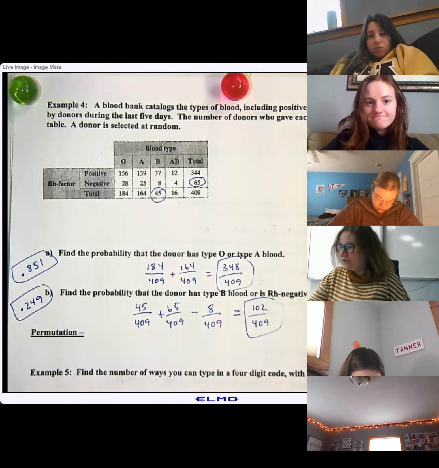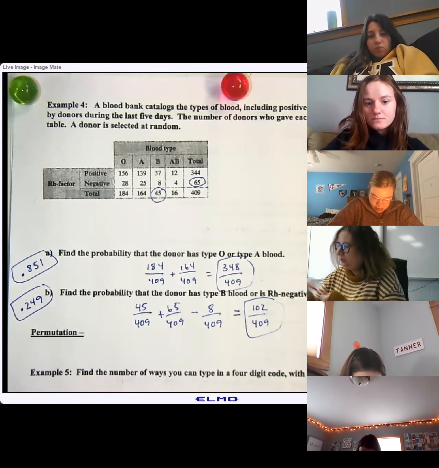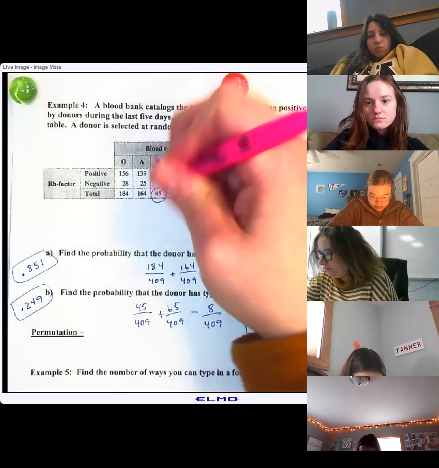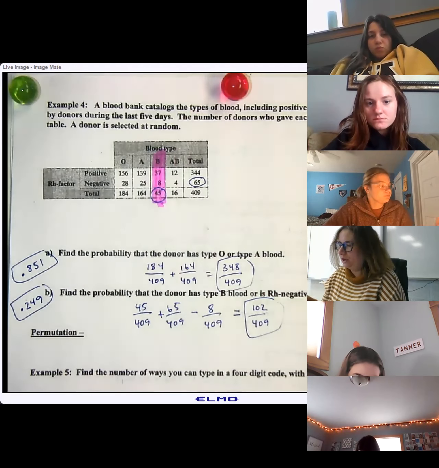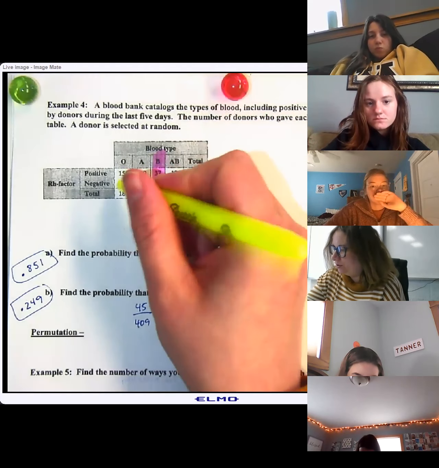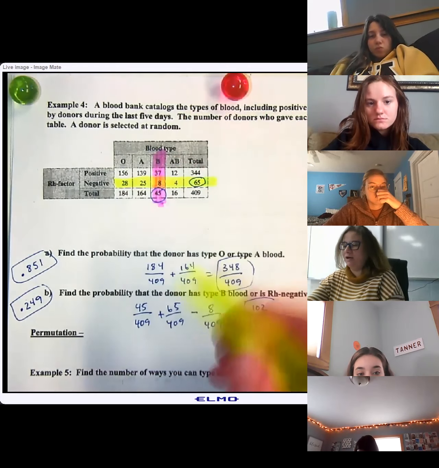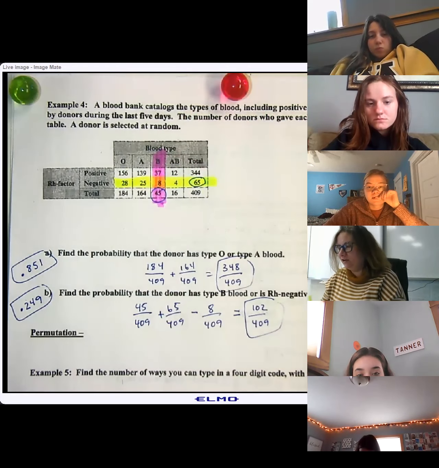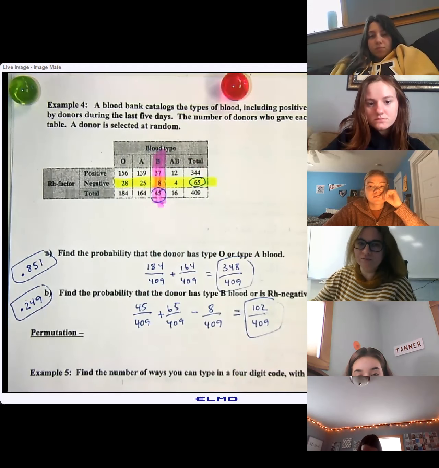So if you're trying to imagine it, envision right now that, let's say that Caitlin had type B blood. And so when I was listing who the 45 people were, she was in there. But she also has Rh negative blood. So when I list the 65 people who have Rh negative blood, she's actually in both groups. And that means she would be in this 8 that I subtract because I counted her twice.